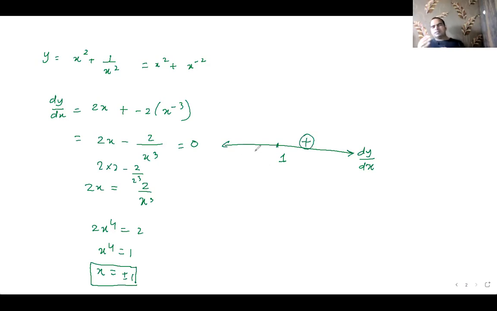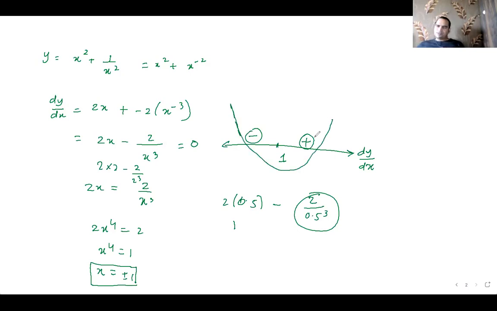And before 1, let's take 0.5 or something. You can't take 0 here. You can see that it becomes undefined because there's a vertical asymptote at that point. So let's take x as 0.5. If I plug x as 0.5 here, it'll be 2 times 0.5, which is 1, minus 2 over 0.5 cubed. And this value will definitely be bigger than this one, because 2 over 0.5 cubed will be higher than this answer. So it's going to be negative. Now it clearly shows that at 1, there is a minimum point. Since the curve is like this, it decreases and then increases after 1.